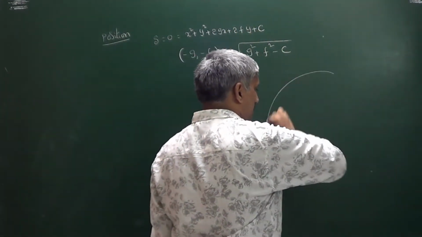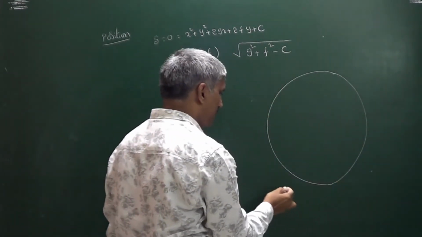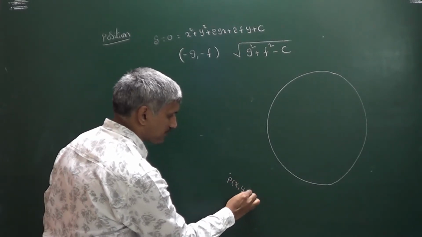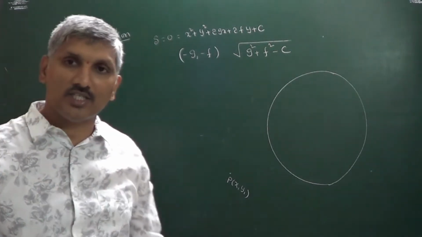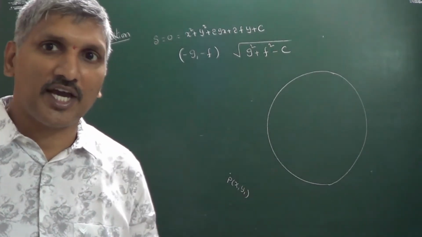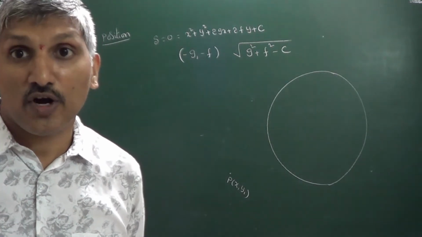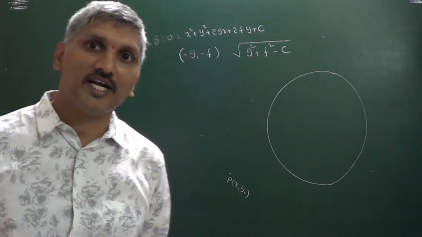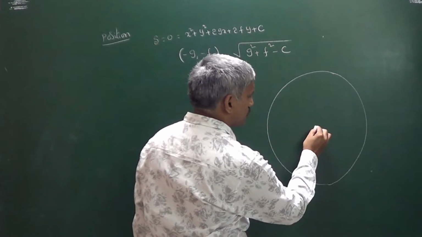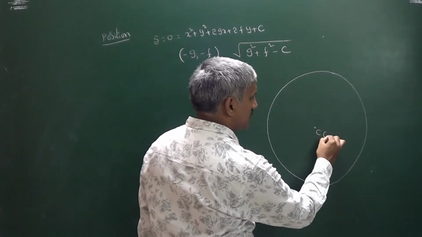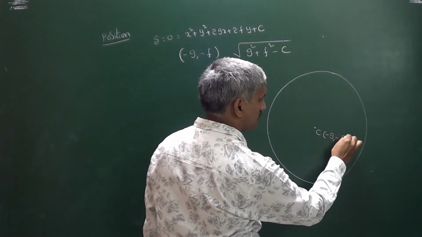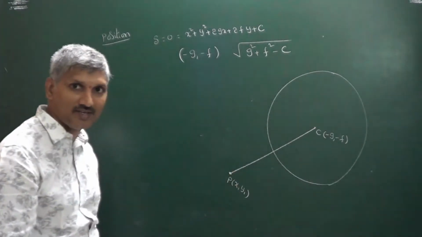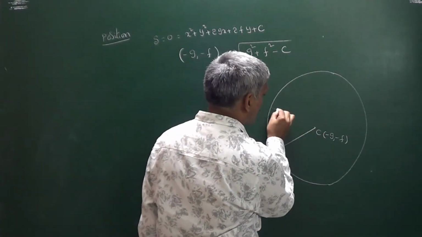Okay, we have a circle and somewhere here there is a point P x1 comma y1. Now the circle equation is given as S is equal to 0 and the point is P x1 y1. How can we say whether the point lies inside the circle, on the circle, or outside the circle? Nothing difficult here. This is the center of the circle, that is C, which is minus g comma minus f. Now find the distance between these two points, that is CP. You know this is the radius of the circle.